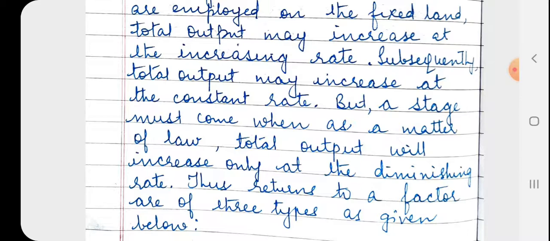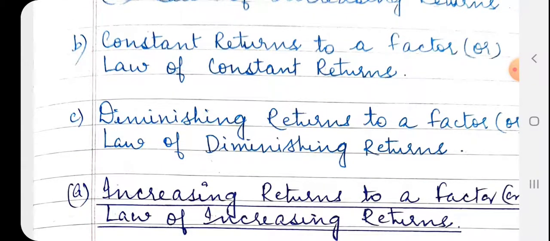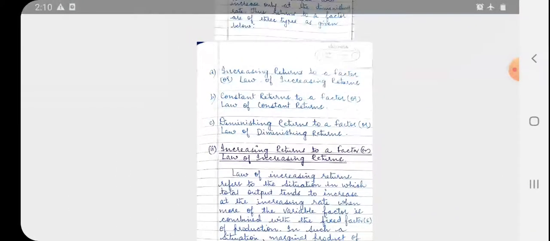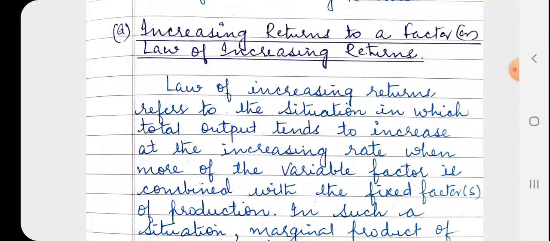Thus, returns to a factor is of three types. Let us see what the three types are: increasing returns to a factor, constant returns to a factor, and diminishing returns to a factor. Let us see what we mean by increasing returns to a factor, otherwise known as the law of increasing returns.